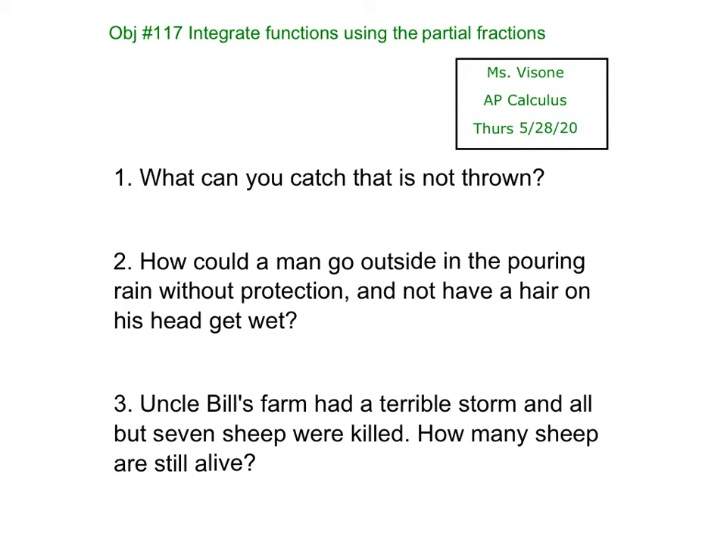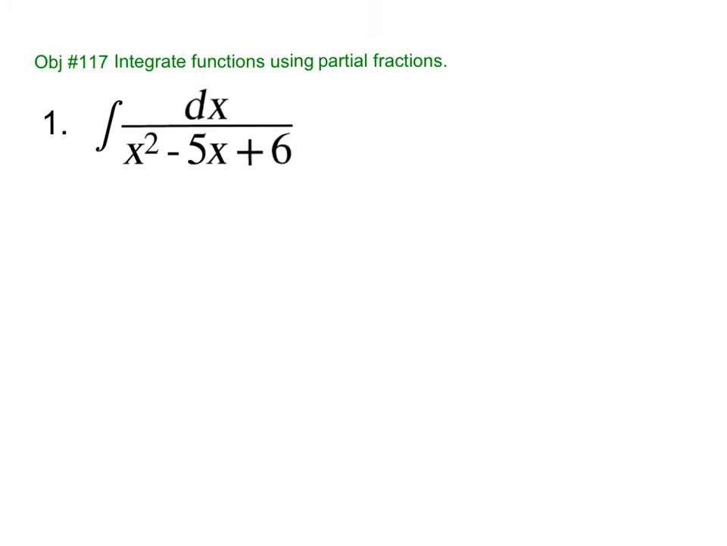Hey guys, so this is our very last topic. We are going to use partial fractions to integrate. Mrs. Blodgett did tell me you learned this last year. She thinks you learned it, so we'll see if you remember it as we go through.